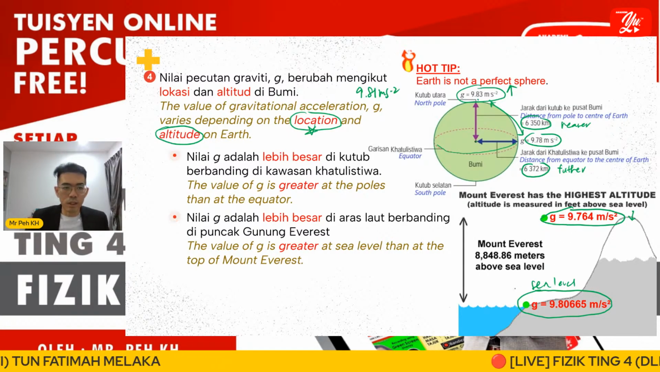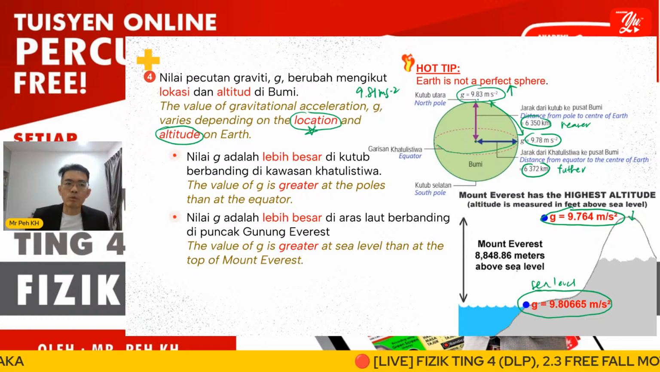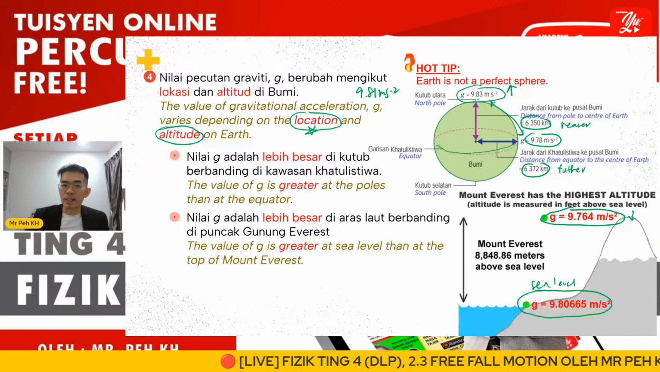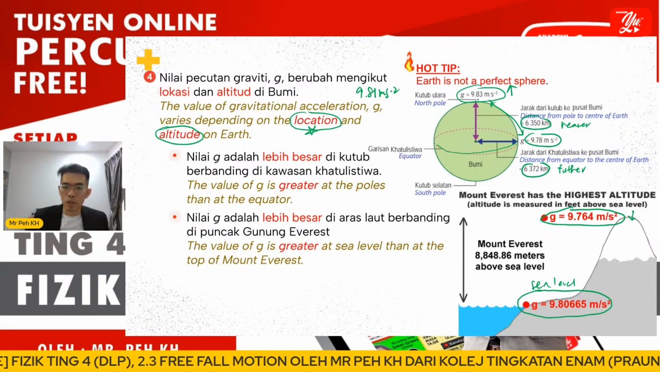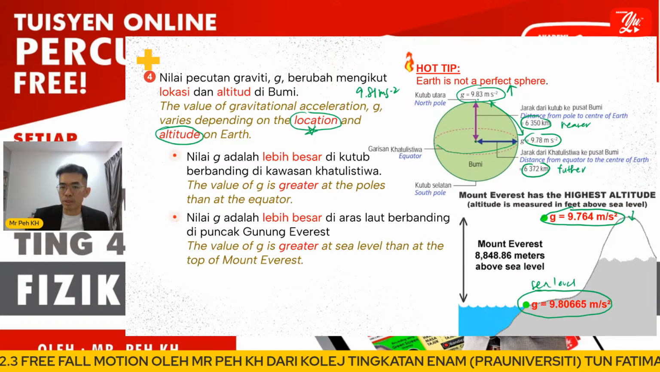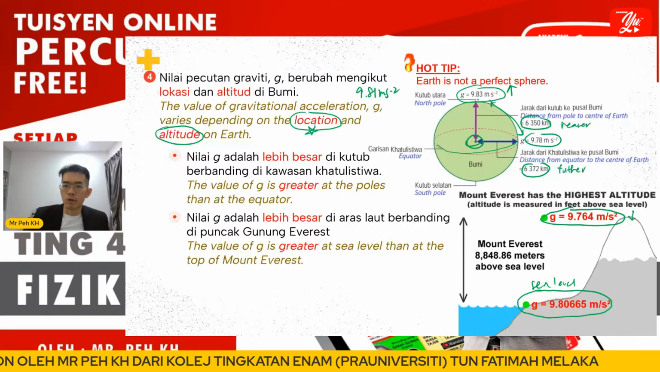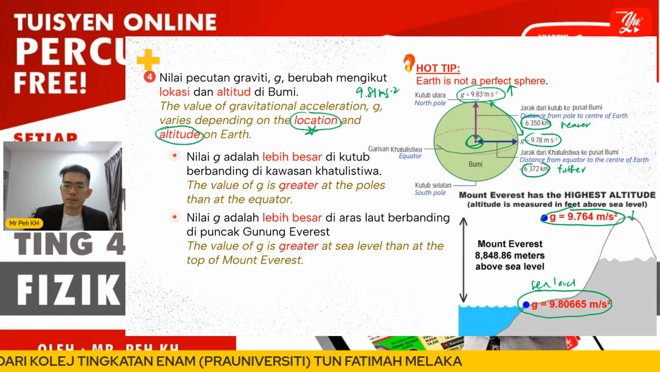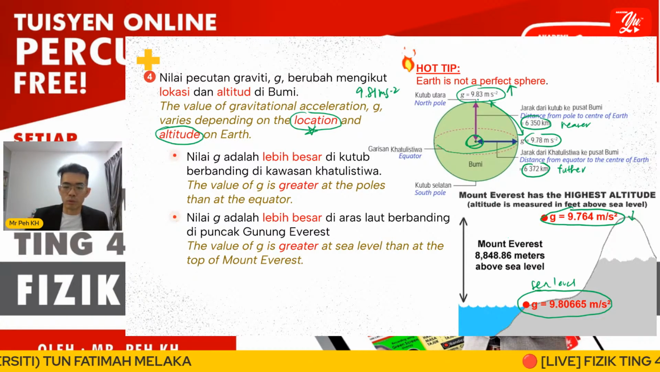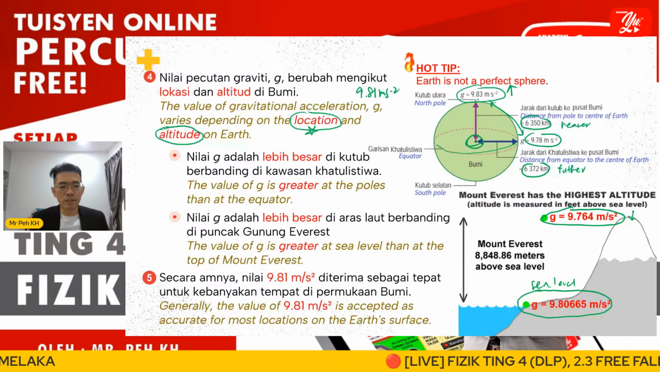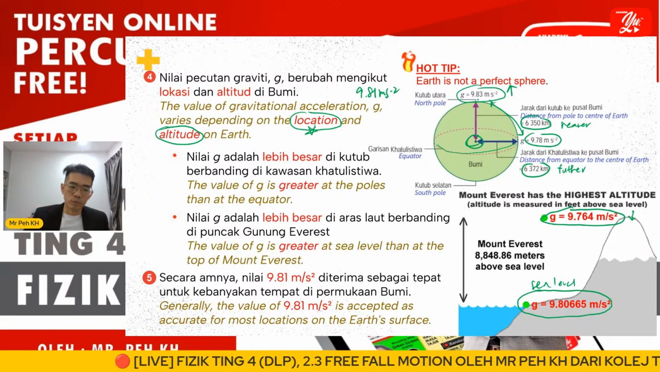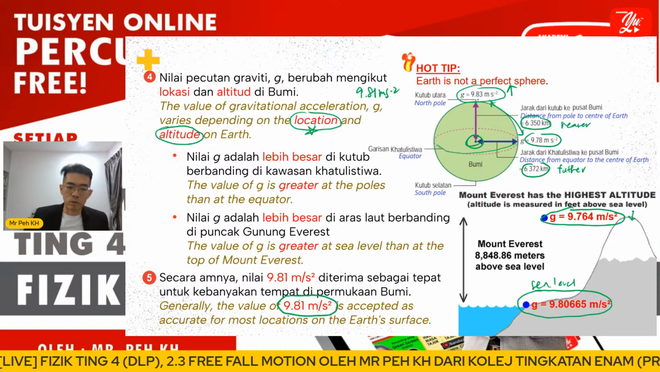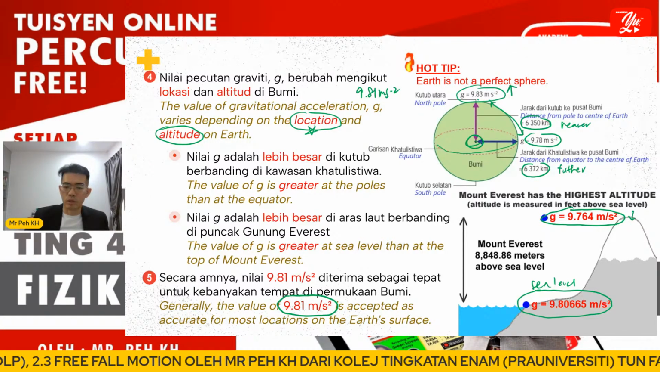So in conclusion, the value g will be slightly different at different locations and altitudes. If the object is closer to the center of the Earth, the g will be greater. This is the same for the altitude condition also. However, generally the value of g we still assume as 9.81 as the average for most locations on the Earth.